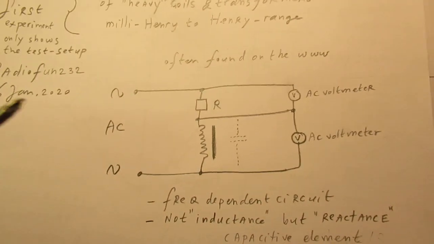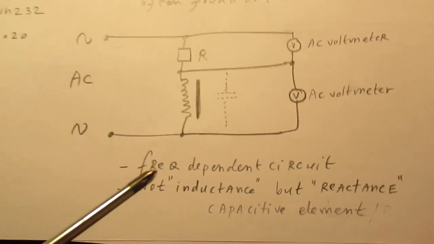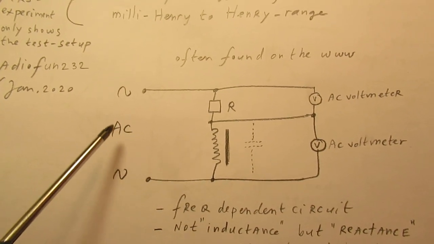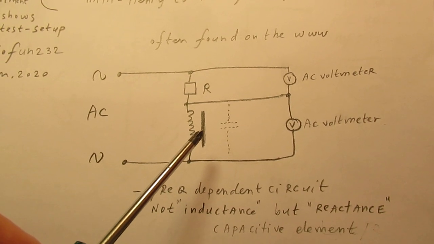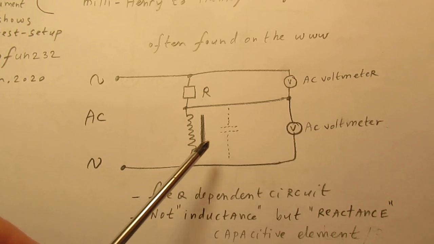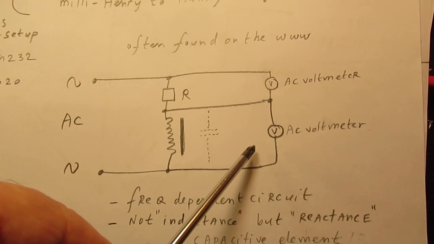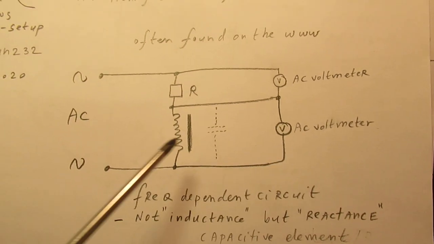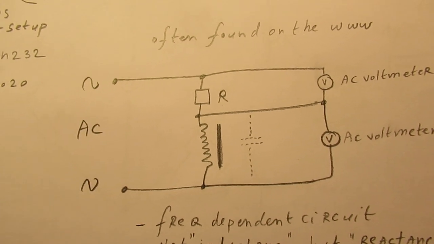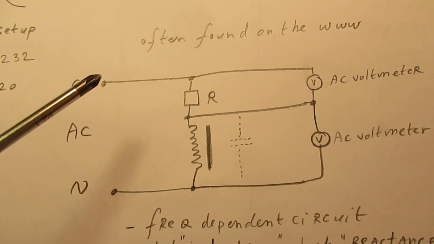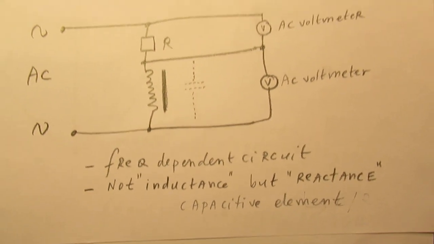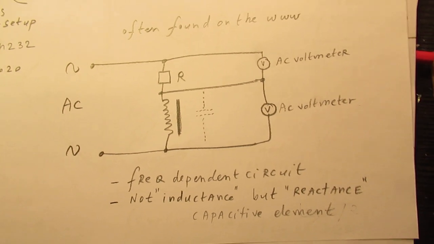But in my opinion, that is not completely true, because this circuit is frequency dependent. When you change the frequency, the resistance of the coil will also change. And that means that you get another voltage readout here, AC voltmeter. So in my opinion, that's not a good circuit. Perhaps when you align it very precisely to say 50 Hertz or so or whatever, it could work, could give an idea.